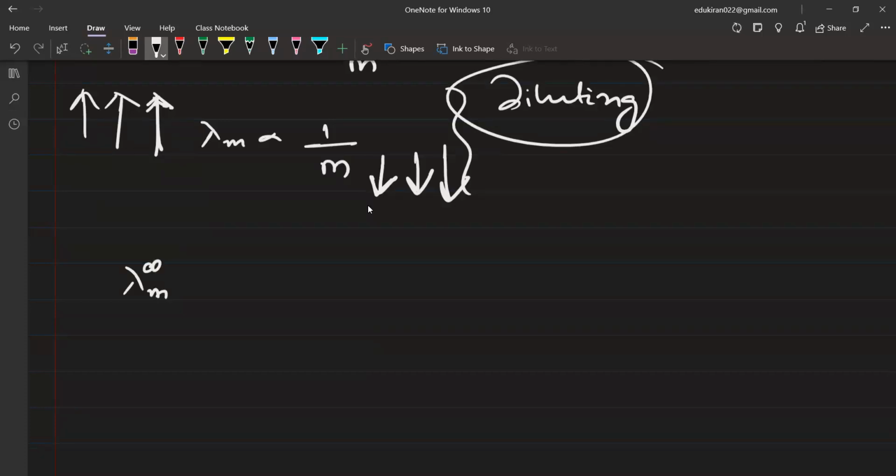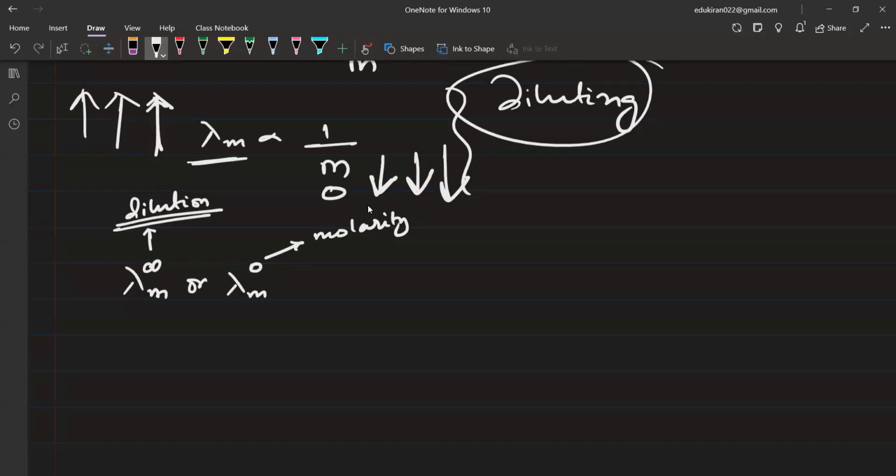And as you know, this can be written as lambda m infinity or lambda m naught also. What do this infinity and 0 mean? Please see here. Infinity means that the dilution is infinite. When the dilution is infinite, concentration will be minimum, and when the concentration is minimum, lambda m will be maximum. Correct? Yes. But what about this 0? This 0 represents the concentration or the molarity. So when molarity is 0, then also lambda m will be highest. That is why we use both of these terms, but infinity is for dilution, not for molarity, but both of these mean the same.